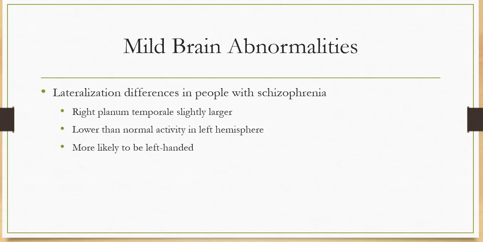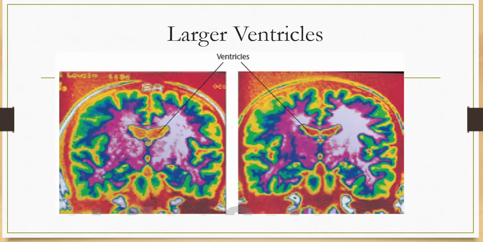They have lower than normal activity in the left hemisphere. We also know that lower than normal activity in the left hemisphere is associated with more depression, and they're more likely to be left-handed. Here's a picture of some larger ventricles. As you can see, these are the normal size ventricles, and these are in identical twins. I took this from your textbook, whereas these are from the schizophrenic twin.